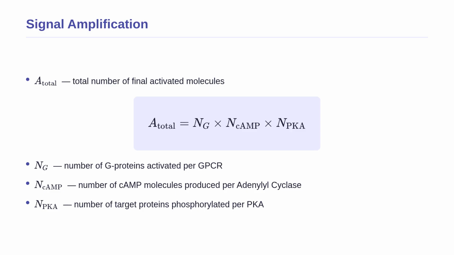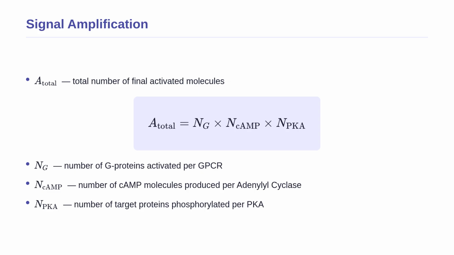This relay system is not just about passing a message, it is about making it louder. This brings us to the signal amplification formula. The symbol A total represents the total number of final activated molecules produced from just one single ligand binding event. The variable N sub G represents the number of G proteins activated by one single GPCR.